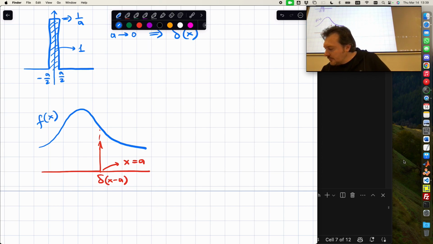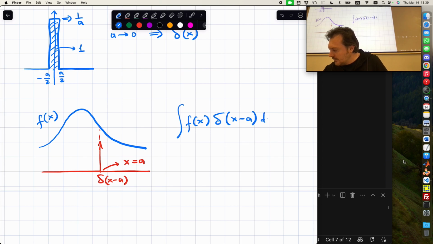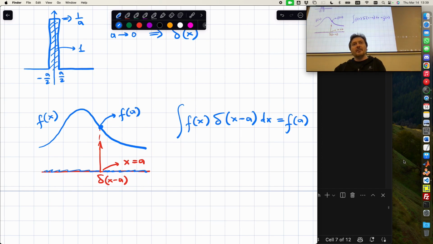So if you integrate f(x) multiplied with Dirac delta (x minus a) dx, some of you do know that it's going to give you f(a). But let me explain why. Because everywhere else it's 0, right? So you are not going to get anything from there, except for the point where x is equal to a, where f is f(a). Does it make sense?